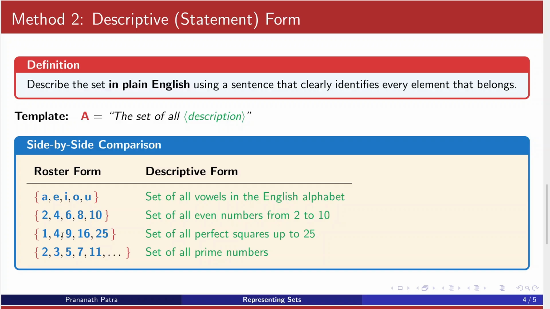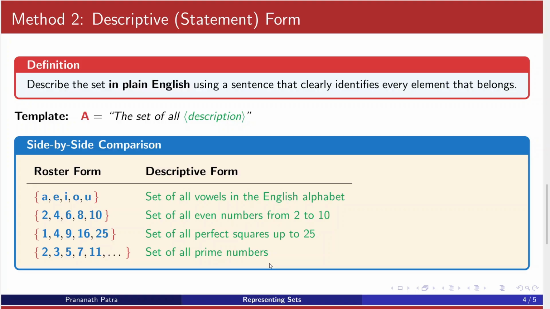For the third example, the roster form lists 1, 4, 9, 16, and 25. To write this in descriptive form, we say the set of all perfect squares up to 25. And for our final example, we have the roster form 2, 3, 5, 7, 11, and then an ellipsis, indicating it goes on forever. Its descriptive form is simply the set of all prime numbers. There is no need for dots here. The English phrase handles the concept of infinity for us perfectly.